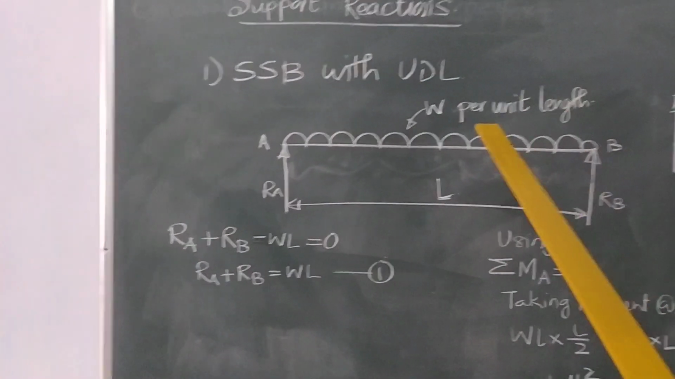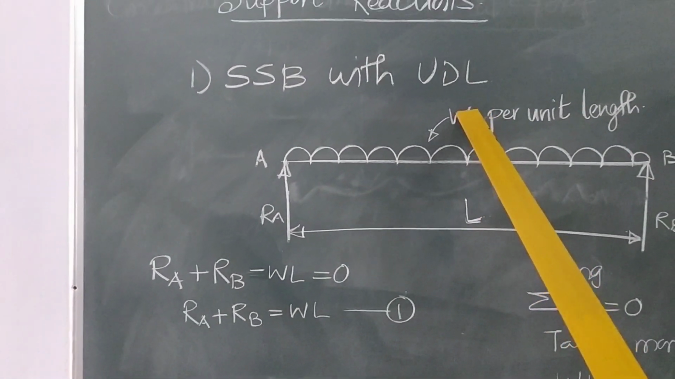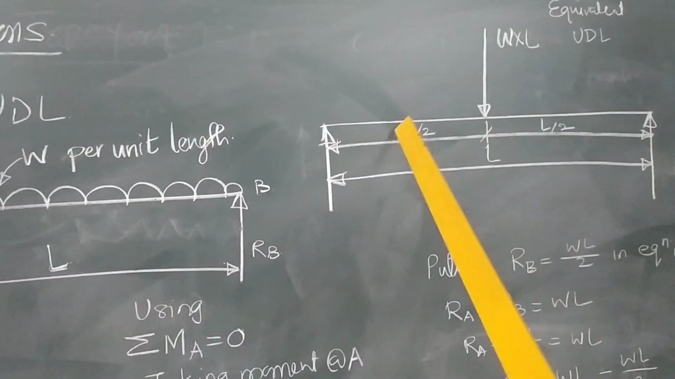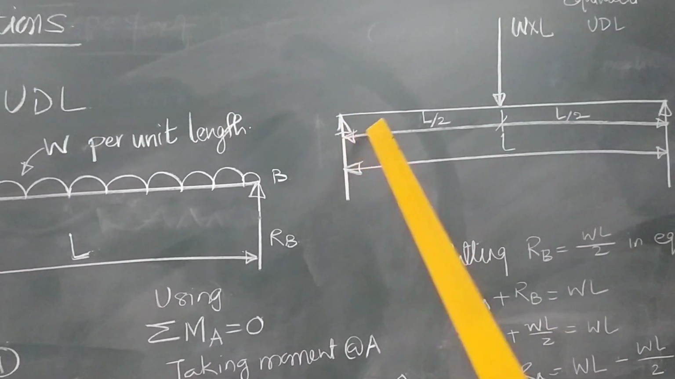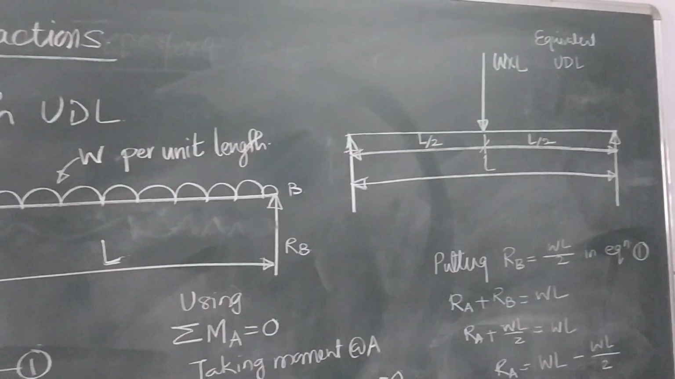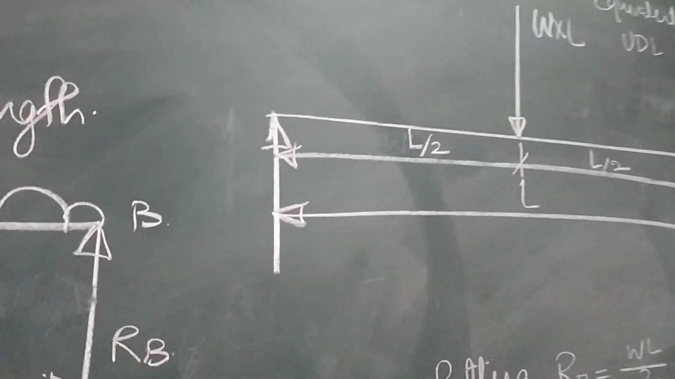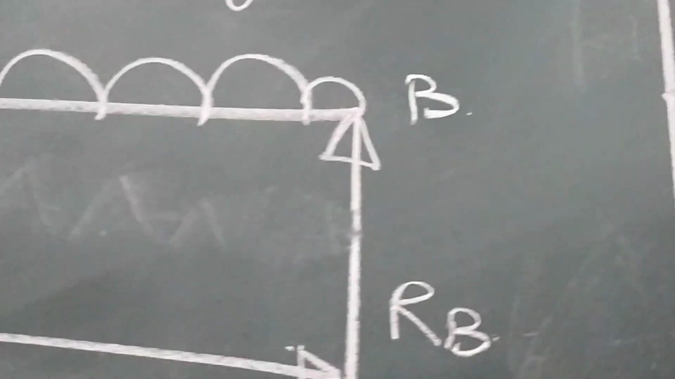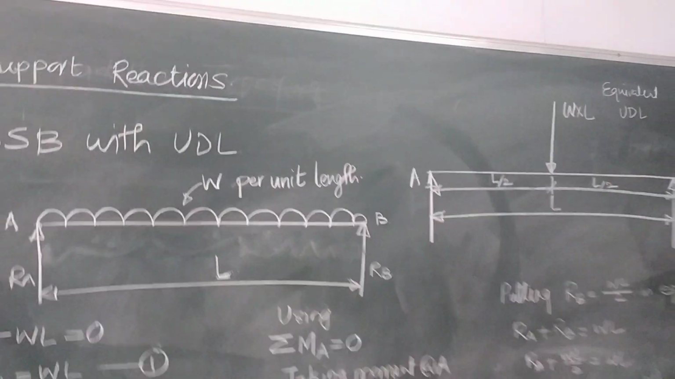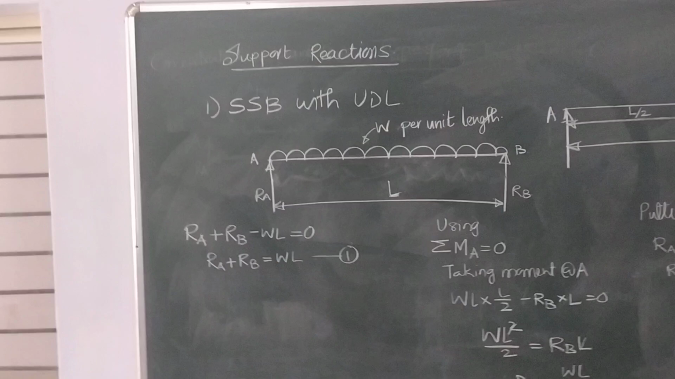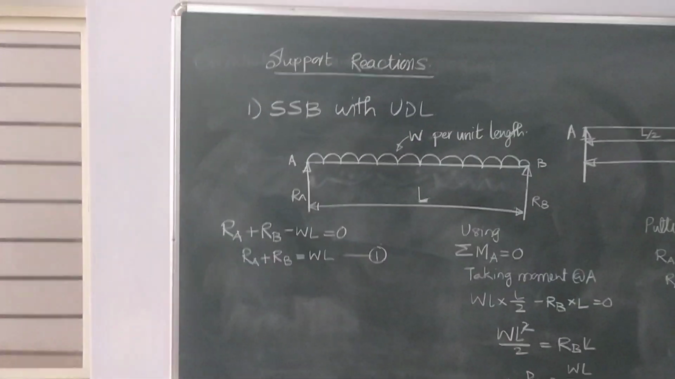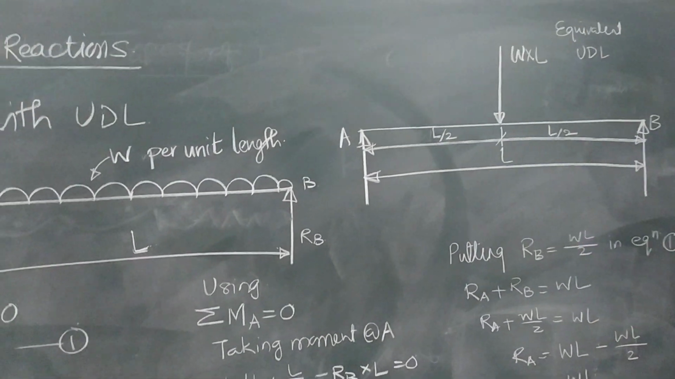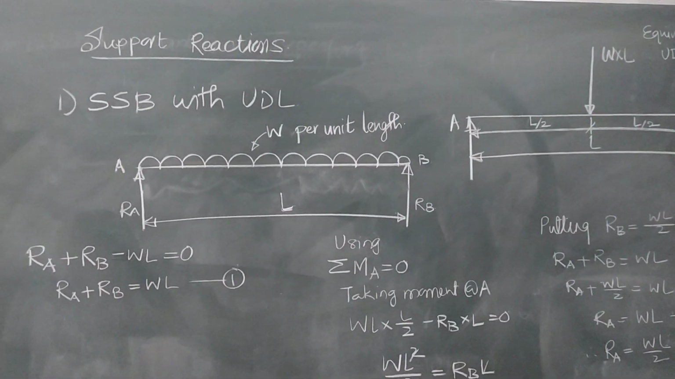How much length is there? L. So, W into L, and it will act midway, that is L by 2, at a distance of L by 2 from RA and RB. Let me write down points A and B here. So, this is the equivalent diagram. This one is the original diagram with UDL and this is the equivalent diagram with point load.